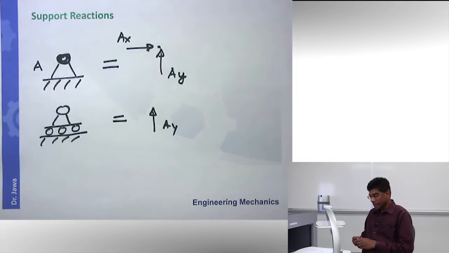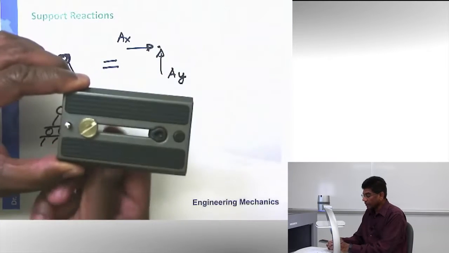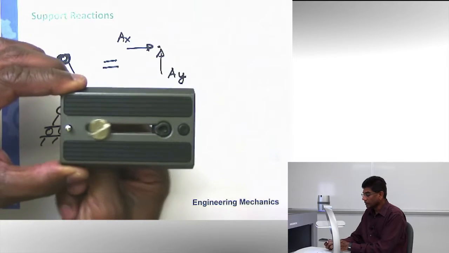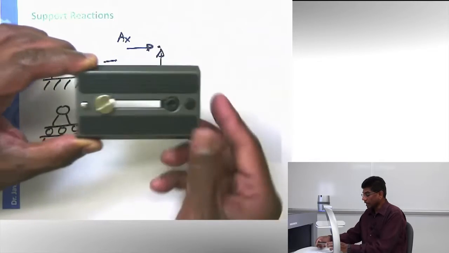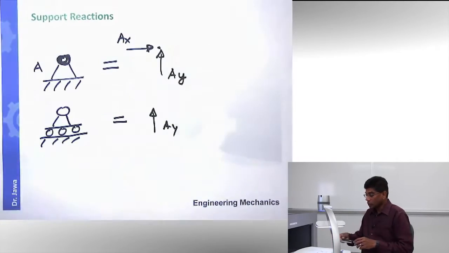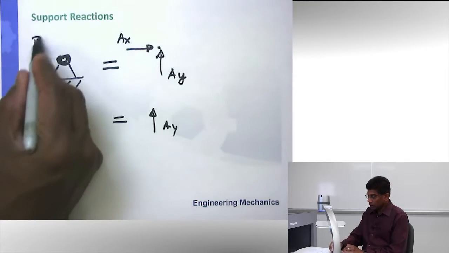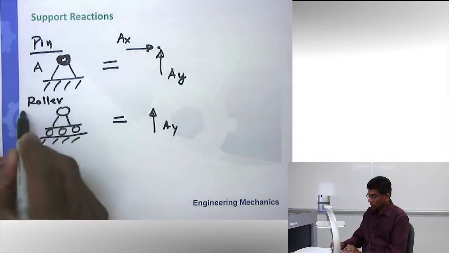Now, if you want a physical example, I want you to take a closer look at this body. Here I have this pin which can move along the horizontal direction, but it cannot move along the vertical direction, and that's why you are getting this vertical support reaction. All right? So this is a roller support. So let's write this one. This is a pin support. This is a roller support.